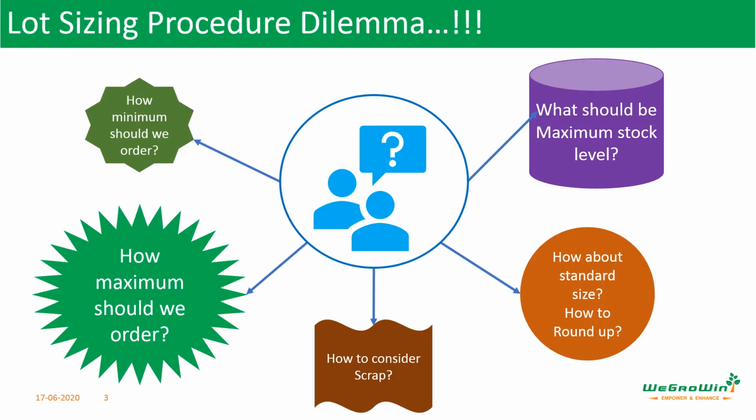This week we will discuss the lot sizes because there is a lot of dilemma when we fix the lot sizes. How much should be our minimum lot size we need to order, how much is the maximum lot size we can order, or what is the maximum stock level we can maintain in the plant, or what should be the standard size, like how to round off some quantities proposed by the system, or if you have some scrap which is generated during production, how to handle them. So these are all the many questions which are there, right?